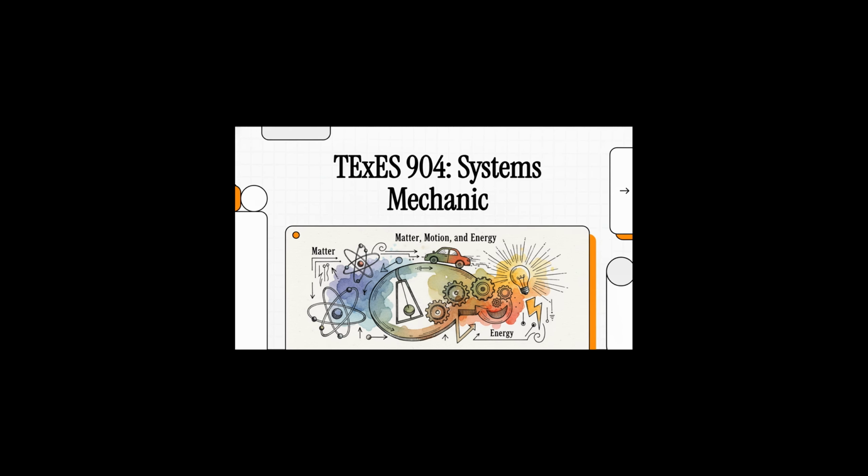All right, let's get right into it. Welcome to our review for the Texas Science 904, Module 4. We're going to tackle the big physical science competencies you've absolutely got to master for the exam. We're breaking down matter, motion, and energy into a framework that just clicks.